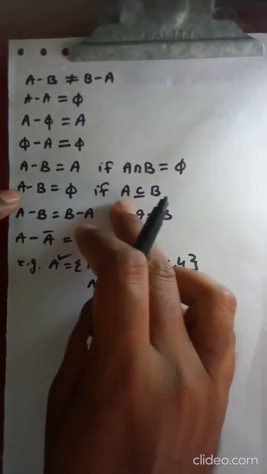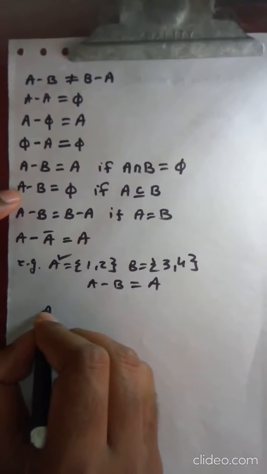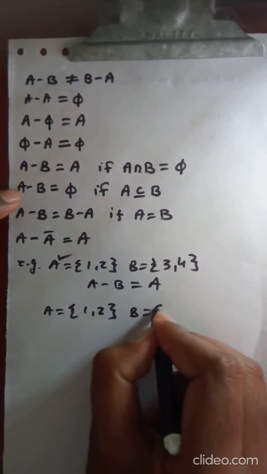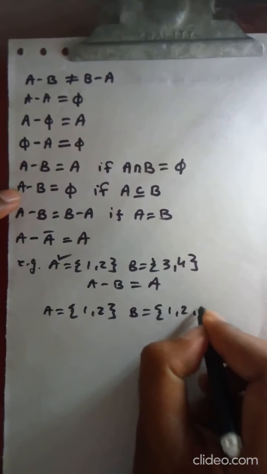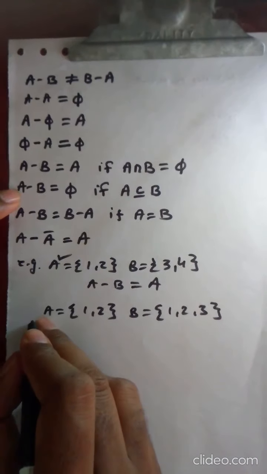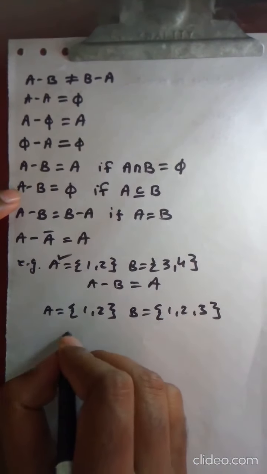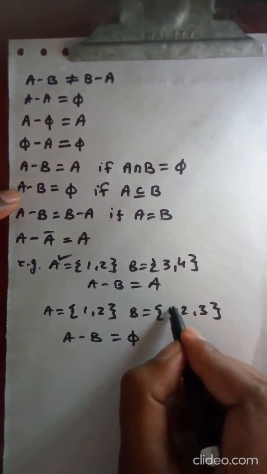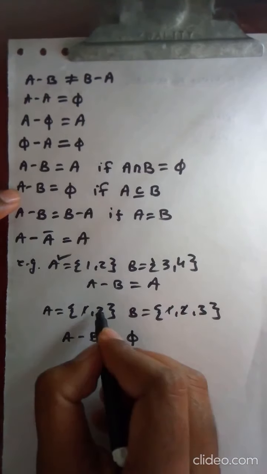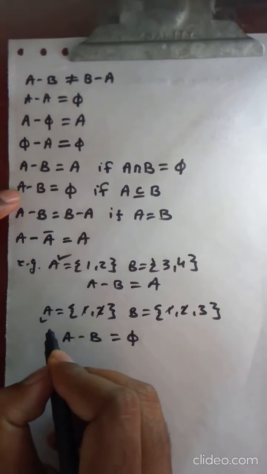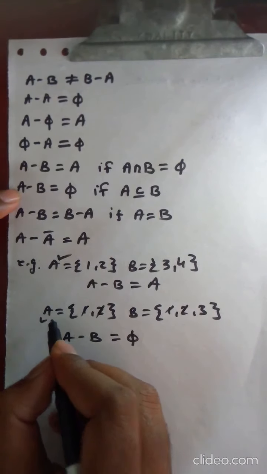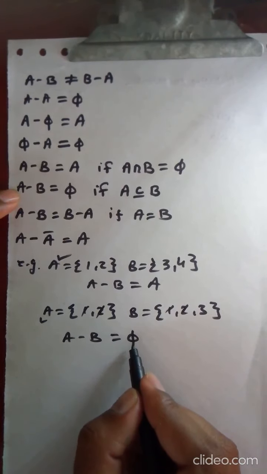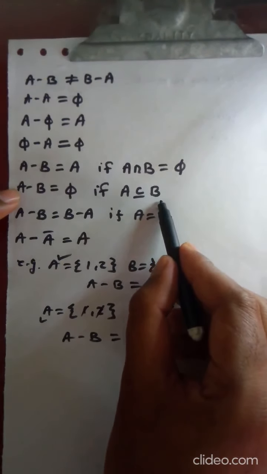Then A minus B is empty when A is a subset of B. For example, A is equal to {1, 2} and B is equal to {1, 2, 3}. So in that case A is a subset of B, so A minus B is the null set, which means these two will be subtracted. So the output, the elements which belong to the first set, that is set A, is the null set. When does this happen? If A is a subset of B.